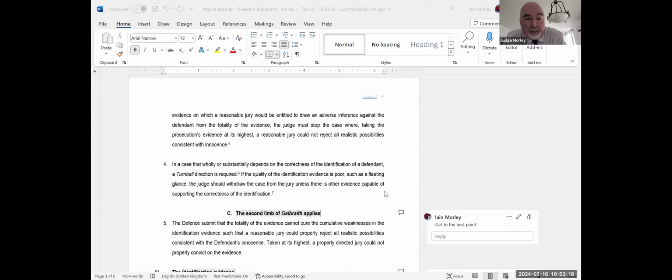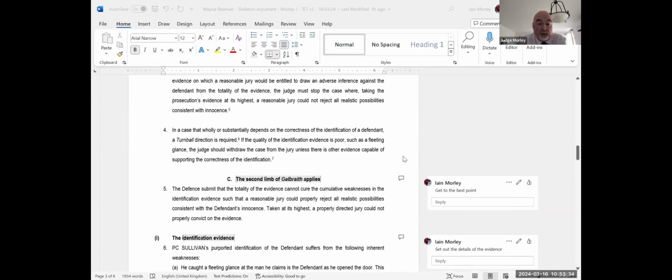But it's nicely put. The advocate is trying their best to neutralize the competing different directions that the evidence could point. Paragraph 4, in a case that wholly or substantially depends on the correctness of the identification of a defendant, a Turnbull direction is required. You've got your footnote 6. If the quality of the identification evidence is poor, such as a fleeting glance, the judge should withdraw the case from the jury unless there is other evidence capable of supporting the correctness of the identification.